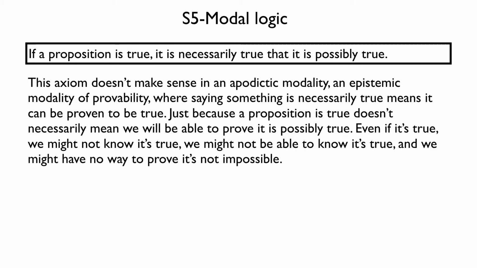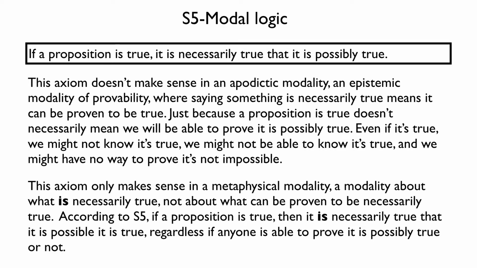Now, this axiom does not make sense in an apodictic modality, an epistemic modality of provability, where saying something is necessarily true means it can be proven to be true. Just because a proposition is true doesn't necessarily mean we will be able to prove it is possibly true. Even if it's true, we might not know it's true, and we might have no way to prove it's not impossible. So this axiom is not appropriate for a modality of provability, and that's why we did not add this axiom to S4 modal logic. That's why we're only adding it now to S5 modal logic.